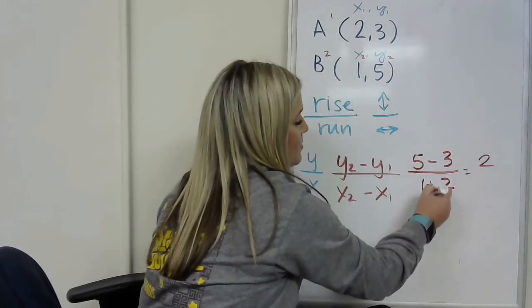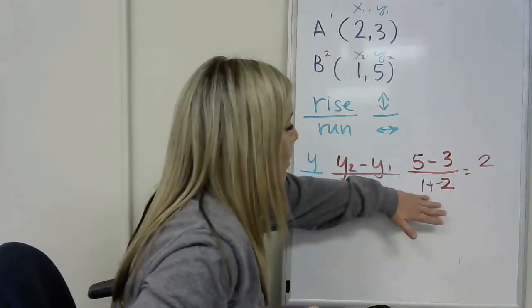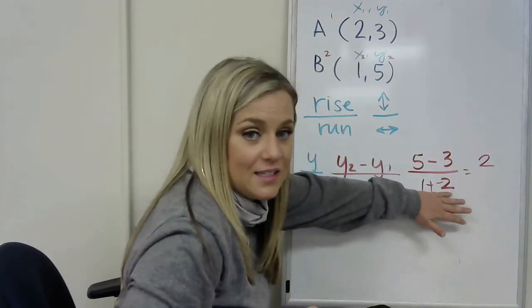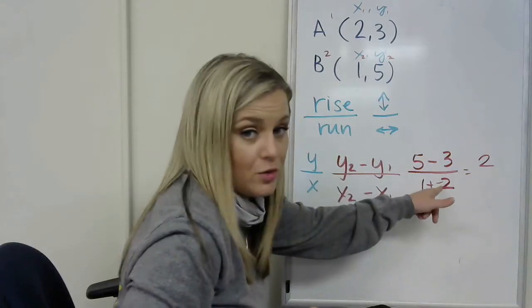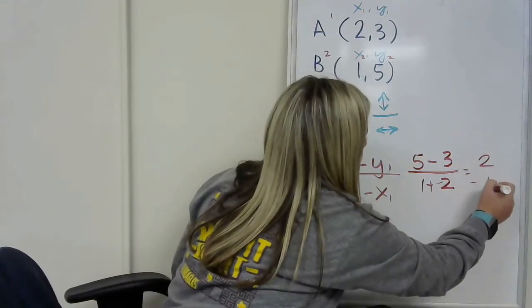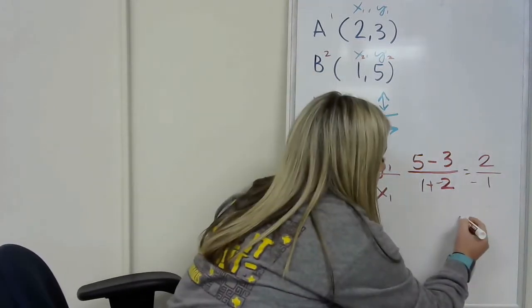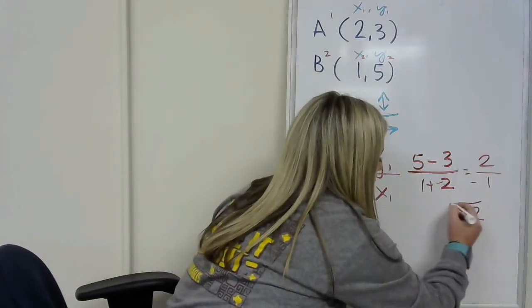So I'm going to change my subtraction to addition, and change the sign of the next number. Now, I have 1 plus negative 2. I take the sign of the larger number, which is 2, which is a negative, and I subtract. 2 minus 1 is negative 1. All right, so we have 2 over negative 1, which will reduce to just negative 2.